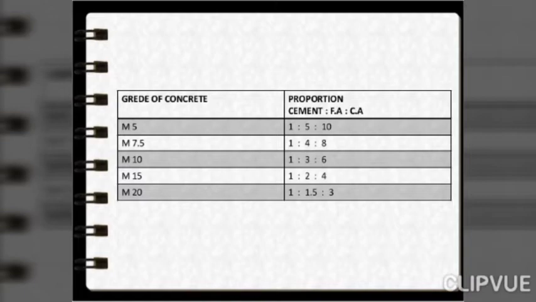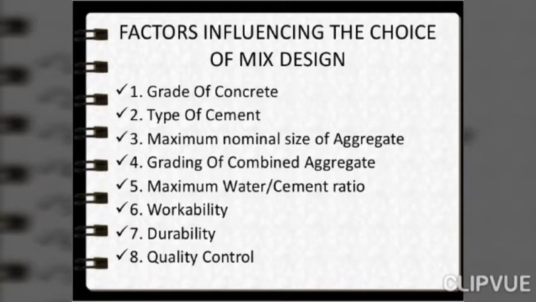So here we can see the different grades of concrete and their mix proportion, that is the proportion of cement, fine aggregate and coarse aggregate. So what are the factors influencing the choice of a mix design? The grade of concrete, the type of cement used, the maximum nominal size of the aggregates, the grading of the combined aggregates, maximum water-cement ratio, the workability, the durability, and at last the quality control.